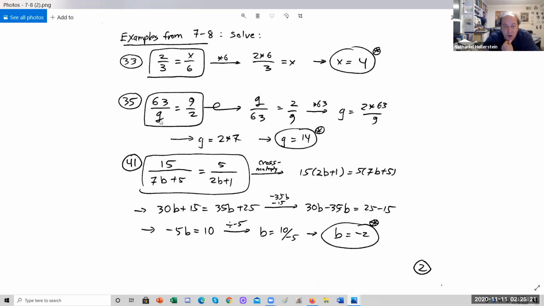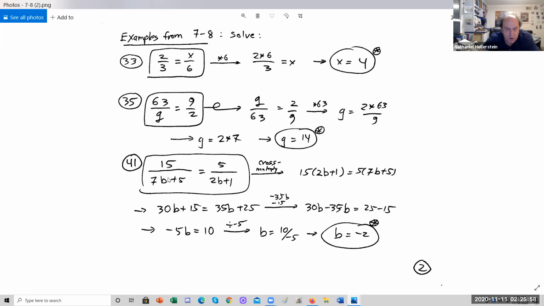Here we have 63 over little g equals 9 over 2. Now, for me, the book would have you transpose the g to the right and 2 to the left and divide by 9. That's extra steps. I think it's easier just to flip them both upside down. So instead of 63 over g, you get g over 63. Instead of 9 over 2, you get 2 over 9. Now this, you can solve for little g directly by multiplying by 63. So little g equals 2 times 63 over 9. 63 over 9 is 7. g is 2 times 7. g is 14.